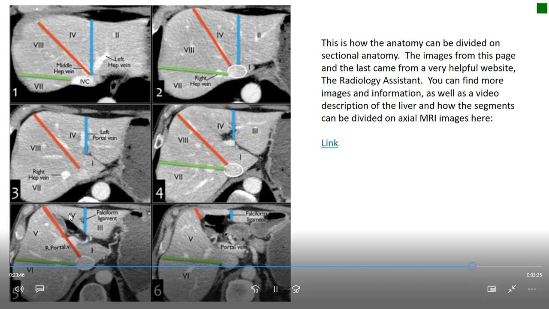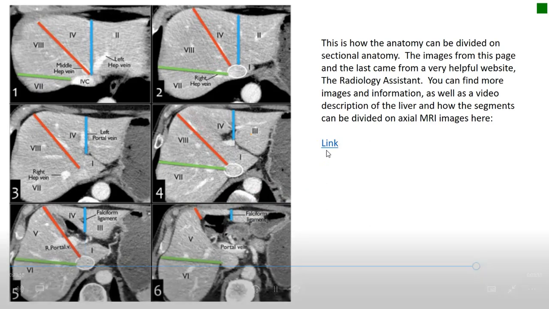And then down a little bit lower than that, we're almost out of the liver here, almost out of the left lobe of the liver, at least in the front. And there's a link here, and there are more images on this radiology assistant page, and also a video that has some axial MRI images, and they walk you through how the lobes can be divided, and it gives you just a little bit more information.